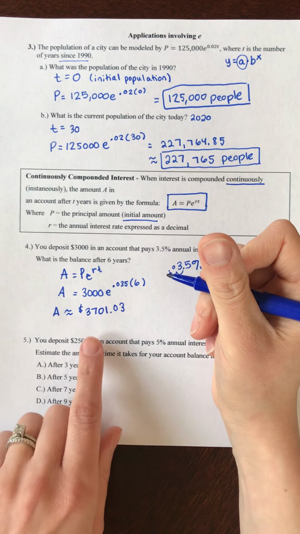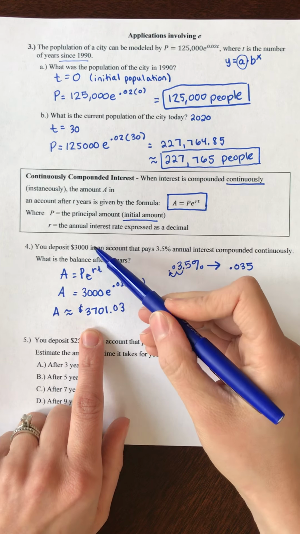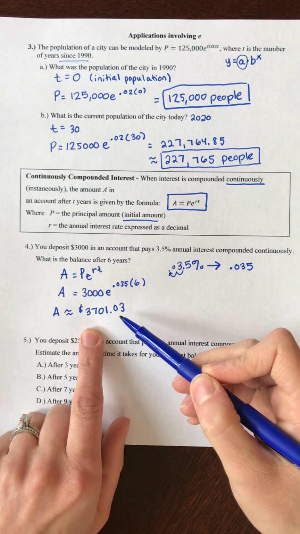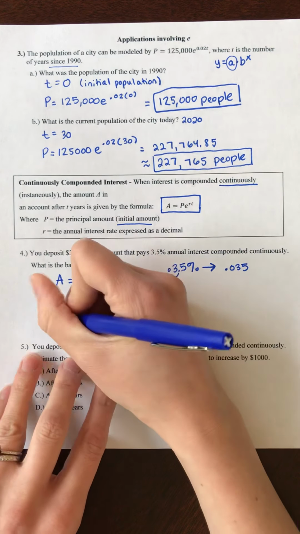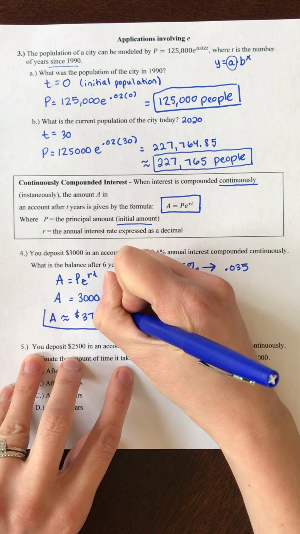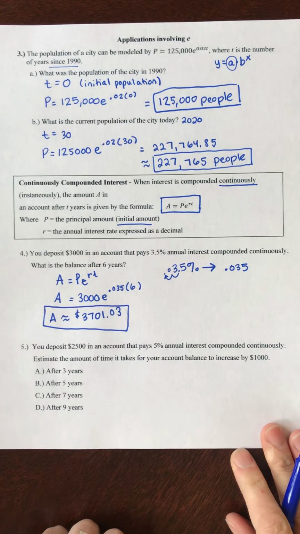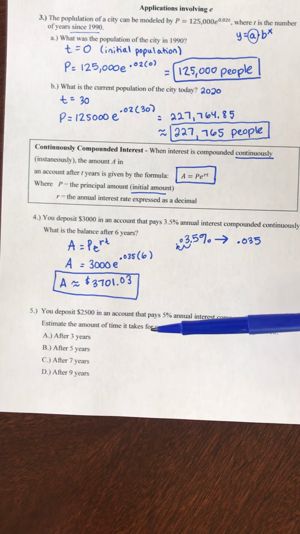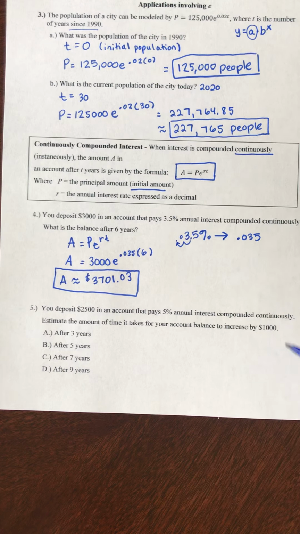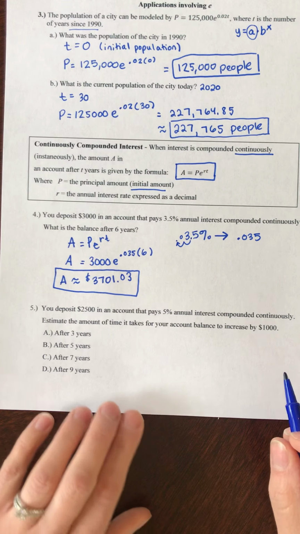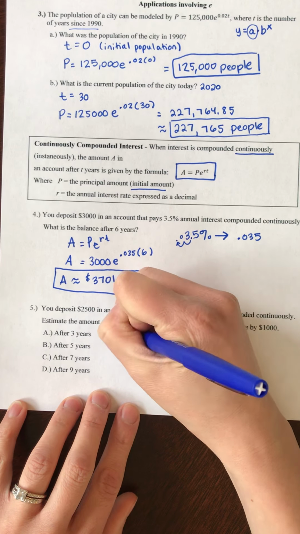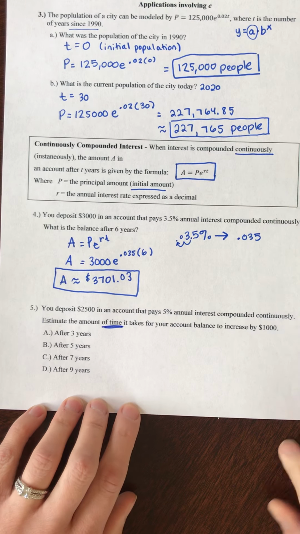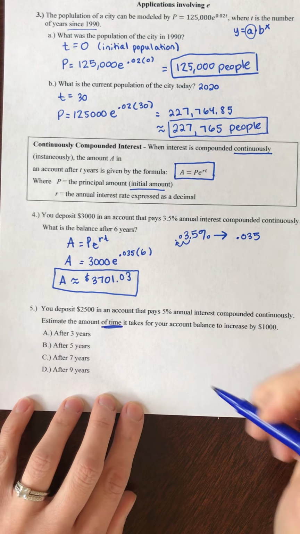Okay, so after 6 years, you had $3,000, and you now have $3,701.03. All right, and the last question. Let's say you deposit $2,500 into an account. It pays 5% annual interest, compounded continuously. So I know I'm going to use the PERT formula. This time I want you to estimate the amount of time it takes for your account to increase by $1,000.